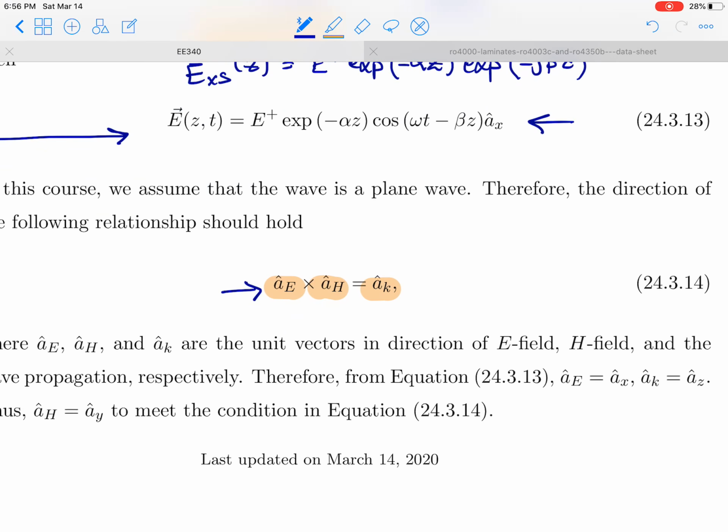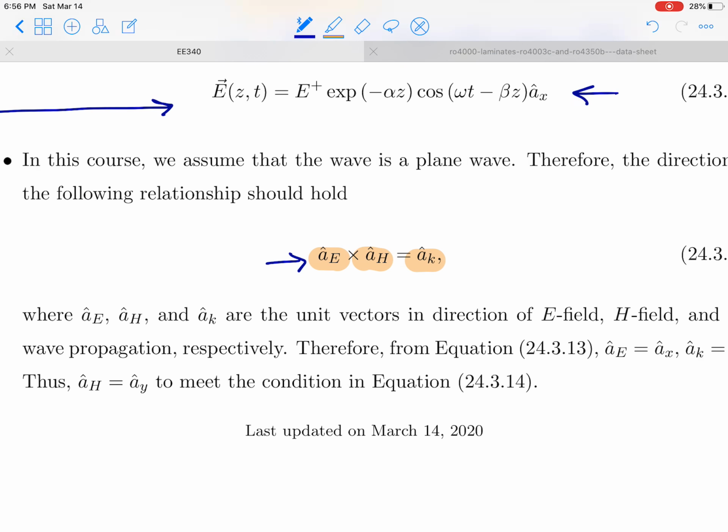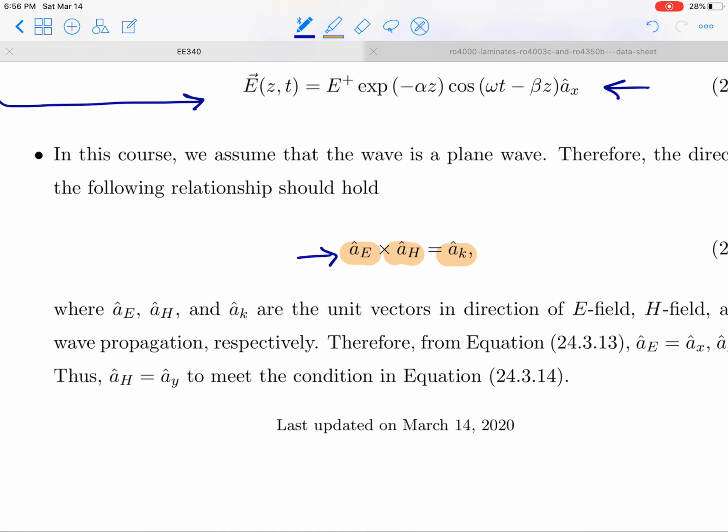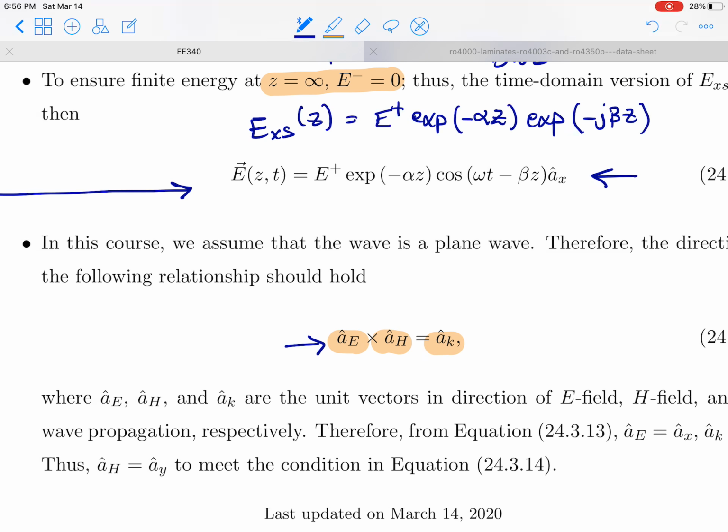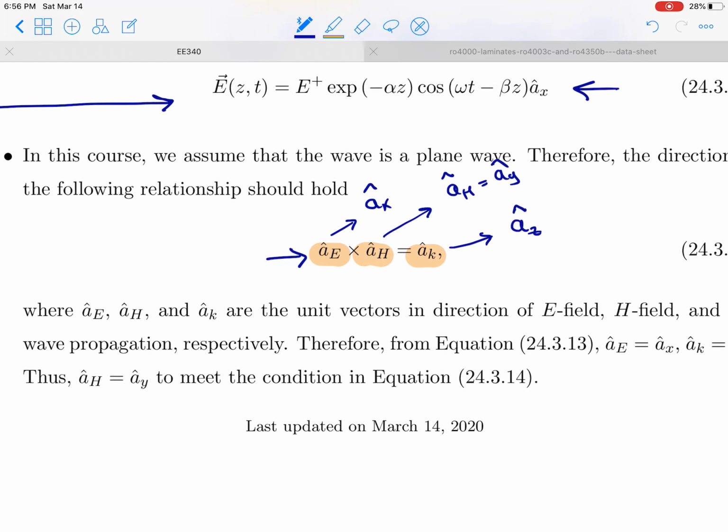So in our case, a_E is the unit vector in the direction of the E field. a_H is the unit vector in the direction of the H field. a_K is the unit vector in the direction of the wave propagation. So in our case, the E field is in the a_x direction. The wave is propagating along the positive a_z direction. So a_H must be along the positive a_y direction.